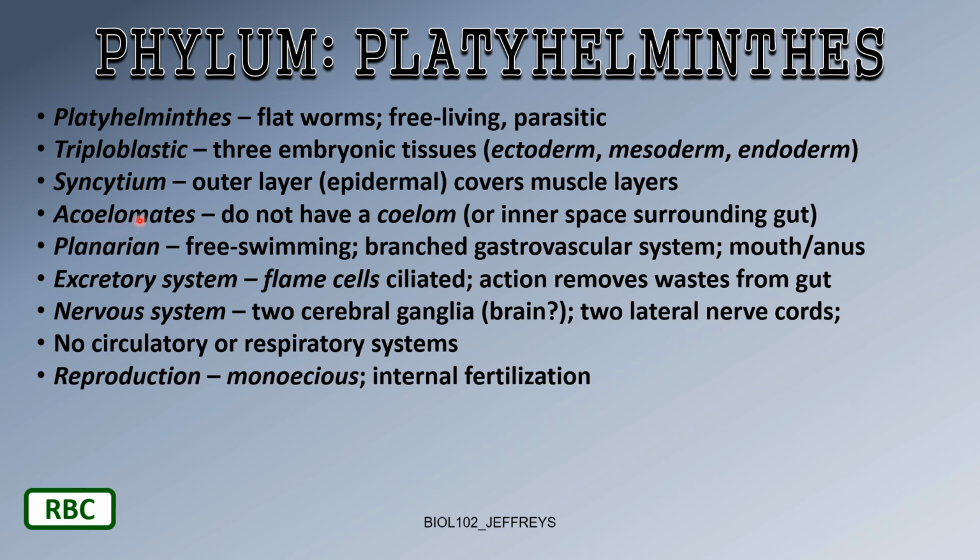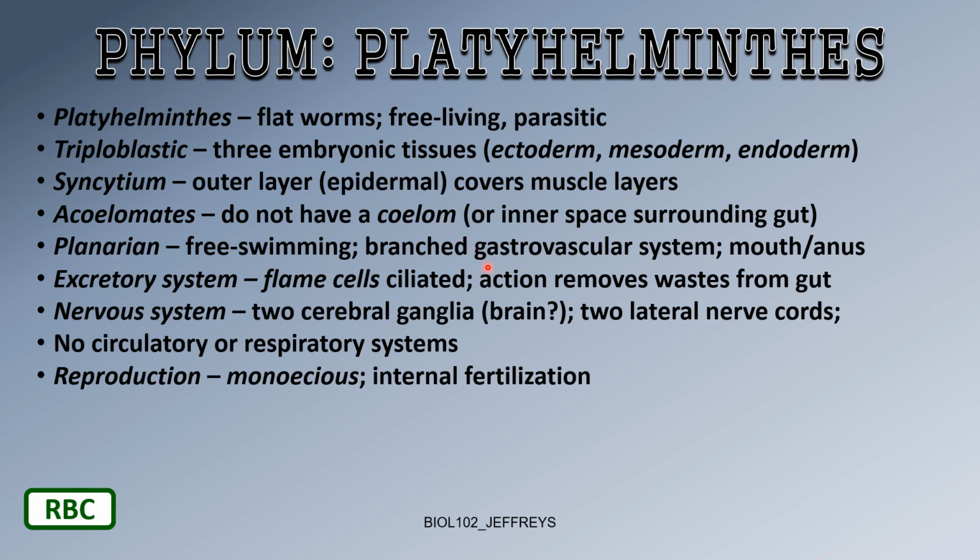Remember what I said last semester? Anytime you put an A or an AN on the front of the word, generally it means without. So a coelomate has a coelom. An acoelomate does not have a coelom. So they do not have a coelom or an inner space surrounding the gut. Okay. An example is a planarian. Now, maybe again in 7th grade life science, you played with planaria. You look at them through a dissecting microscope in a little petri dish full of water, and they swim around. They're a little flatworm. They're free swimming.